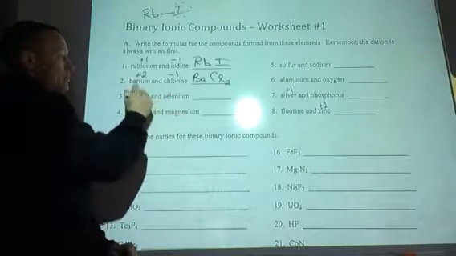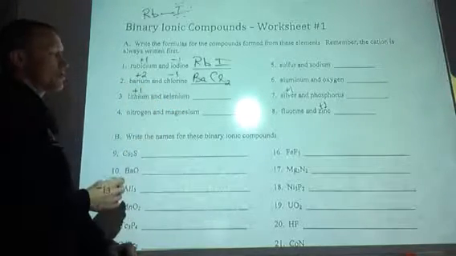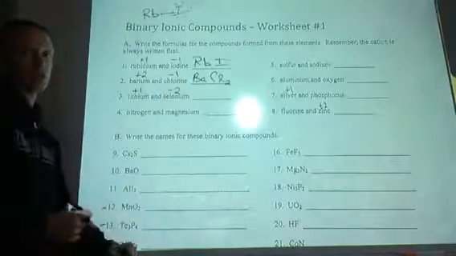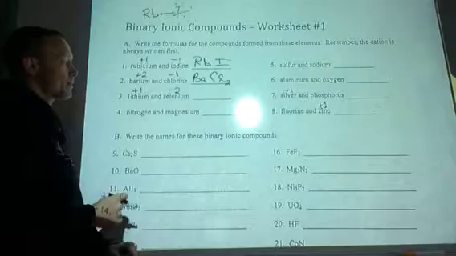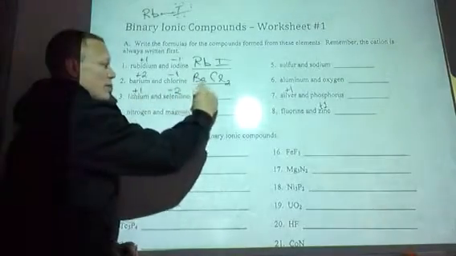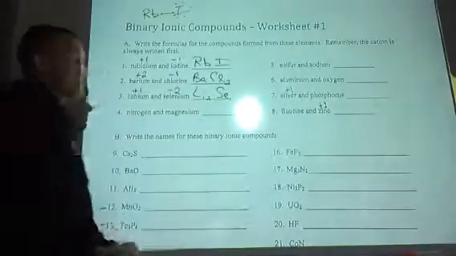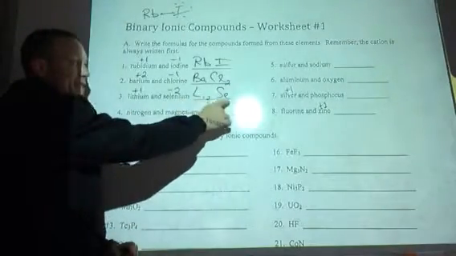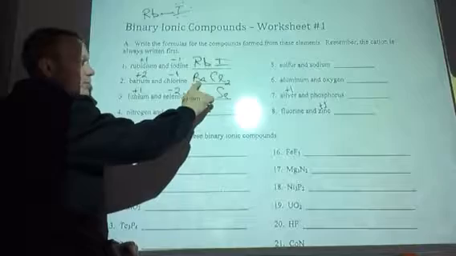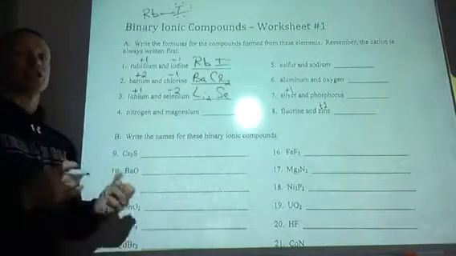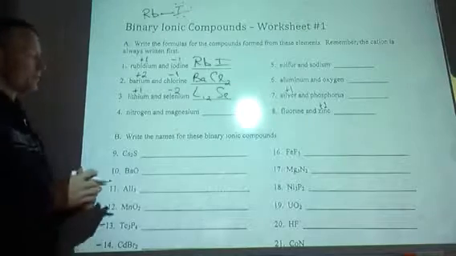Lithium and selenium. Lithium is a +1 charge. Selenium has 6 valence electrons. It is a -2 charge. So we would need 2 lithium atoms to make a +2 and 1 selenium atom. The compound's name is lithium selenide, barium chloride, rubidium iodide. You change the second element's ending to "ide."